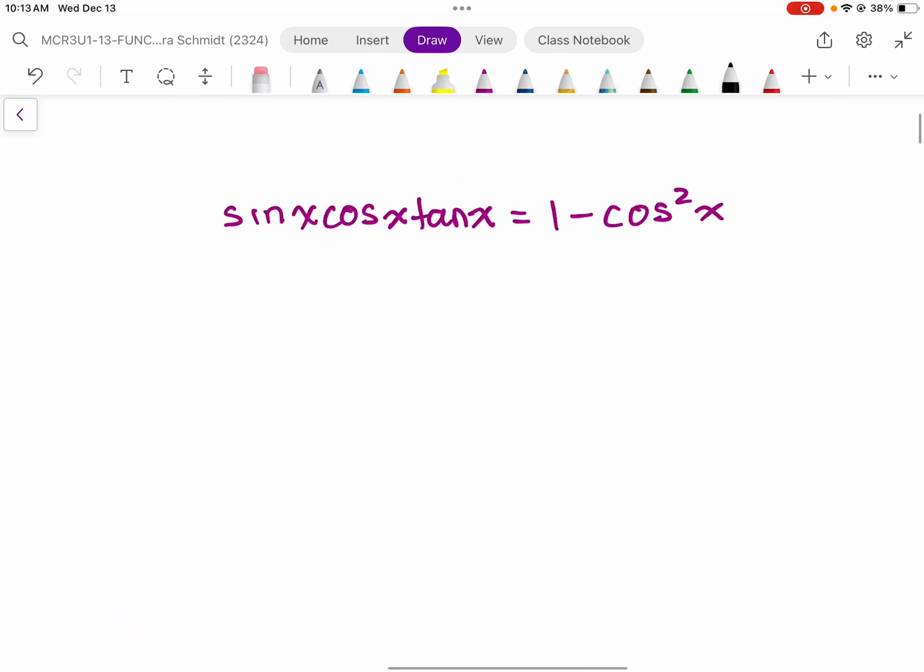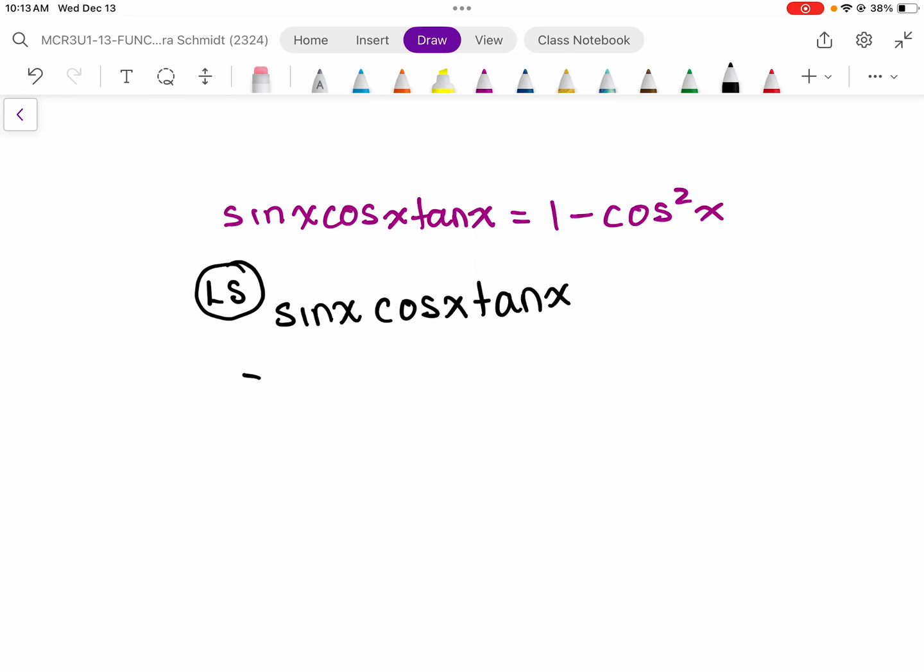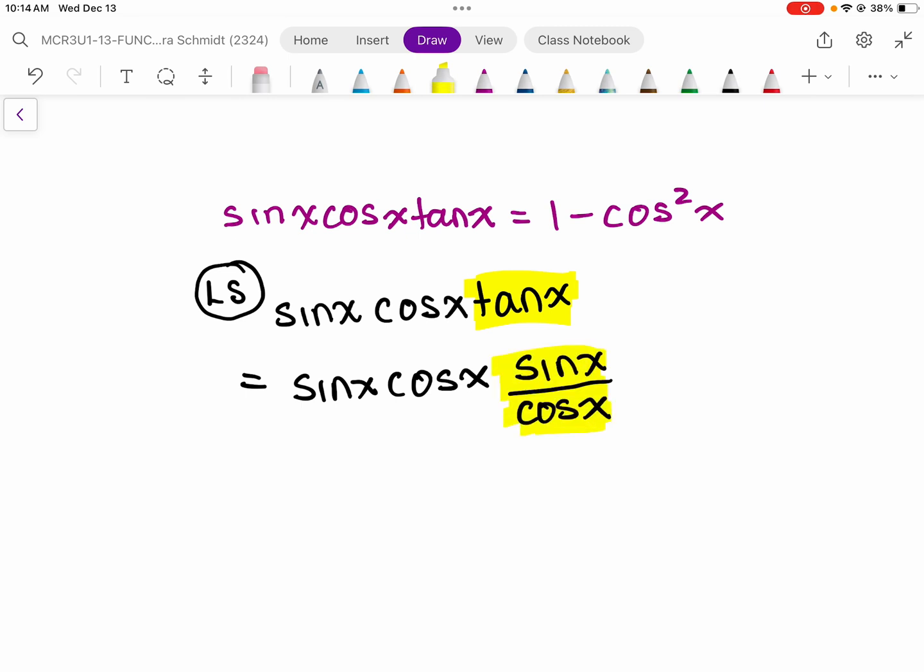Okay, let's try the next one. So we've got sine x cos x tan x equals 1 minus cos squared x. I think again I'm going to start with my left side. It looks like there's more going on there. So I've got sine x times cos x times tan x. One good strategy is to always get rid of your tan x. So I'm going to do the same step as I did last time. Instead of a tan x, I know that tan x is actually equal to sine x divided by cos x. So I'm going to replace tan x with sine x over cos x.